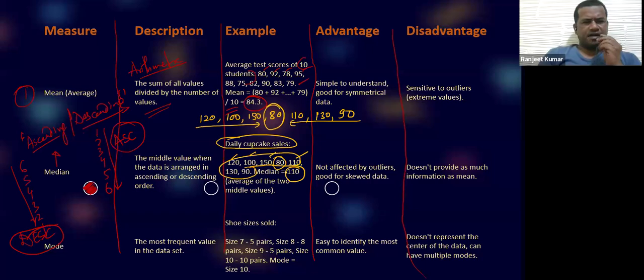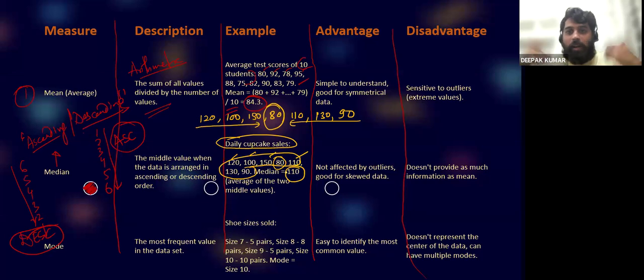Because it's in descending order, sir. Yes, very good. Because it is not arranged in any order, Ranjit ji. Yes, sir, it is not arranged in any order. Can you see? All of a sudden 80 comes, but it should either be at the initial.